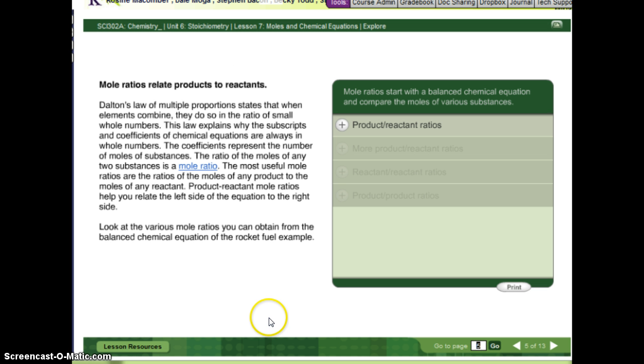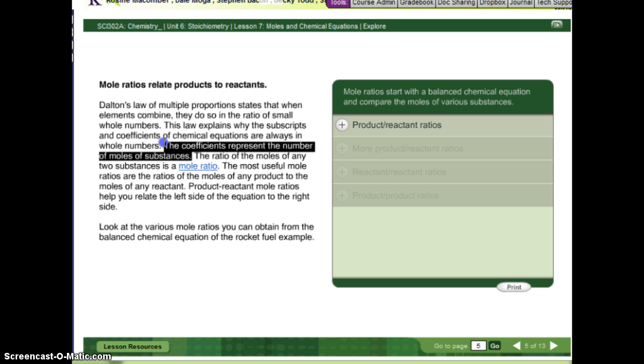So we reviewed balancing because balancing is so important when we're talking about stoichiometry, because that helps us with our mole ratio. Mole ratios relate products to reactants. Dalton's law of multiple proportions states that when elements combine, they do so in the ratio of small whole numbers. This law explains why the subscripts and coefficients of chemical equations are always in whole numbers. The coefficients represent the number of moles of substances.